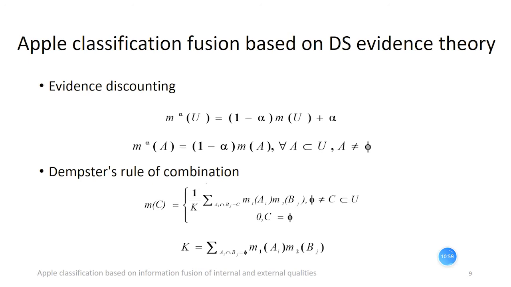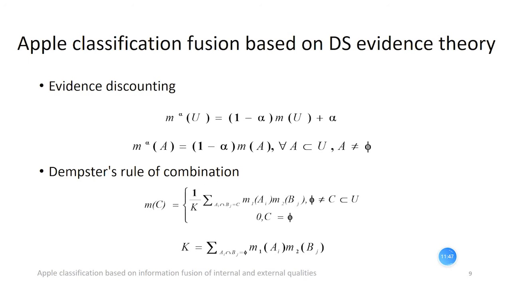Considering the previously discussed internal and external models, each model provides a basic probability assignment M of apple classification, which provides its belief of predicted results. Since each model has its own reliability, each basic probability assignment should be discounted by an evidence discount rate, alpha, between 0 and 1. With the following discounting formula, in which U is the frame of discernment, which contains all the possible outcomes.